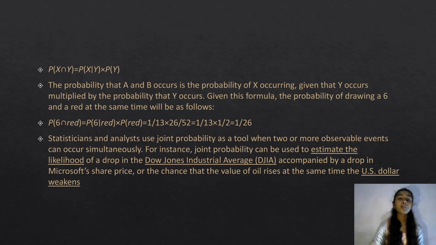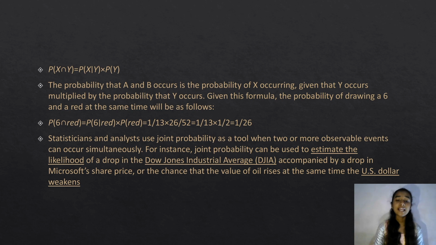Let us see the formula to find out the joint probability. This is the joint probability formula. The probability that X and Y occur is the probability of X occurring, given that Y occurs, multiplied by the probability that Y occurs. Given this formula, the probability of drawing a 6 and a red at the same time will be as follows. By using this formula, we can calculate the joint probability of the cards we have drawn.